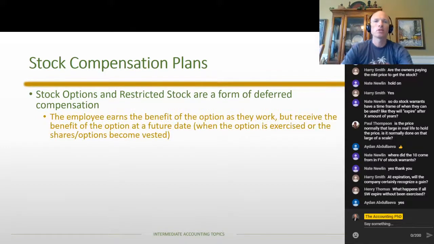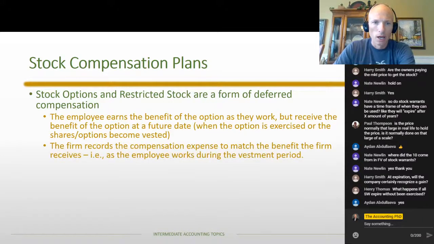And so what happens is the employee earns the benefit of the option as they work. In other words, they work now, and in exchange for that work, they either get a stock option or they get restricted shares. But they don't really get to exercise that option, or they don't get to actually sell those shares until somewhere in the future. So from their perspective, it's a form of deferred compensation. I work now for a benefit that's going to come later as the employee. So they're earning the benefit now, but receiving the benefit later. So it's really a form of deferred compensation.